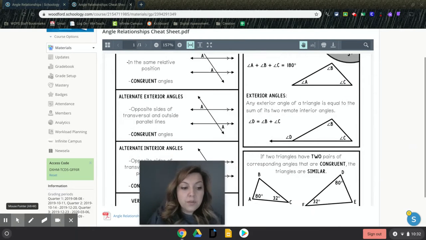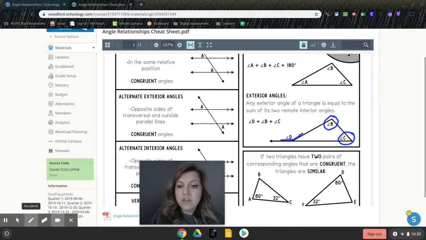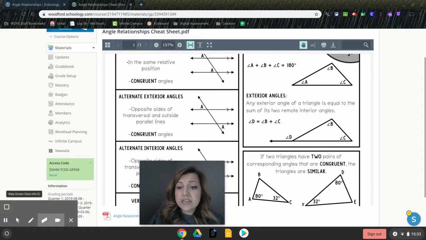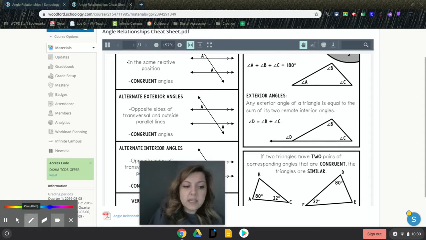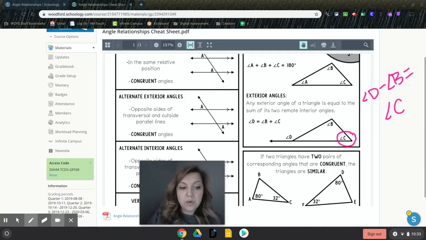Our exterior angle theorem, remember, means that if I add my 2 remote interiors, so the 2 that are farthest away from that exterior angle, they will equal the exterior angle. So adding this B and this C angle will equal this exterior angle D. Conversely, if I was missing this angle C, well, if I subtract angle B from angle D, I would be able to find that missing remote interior angle.